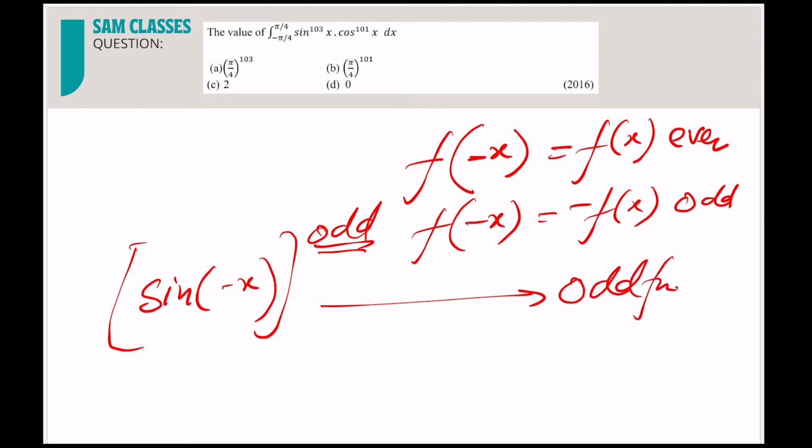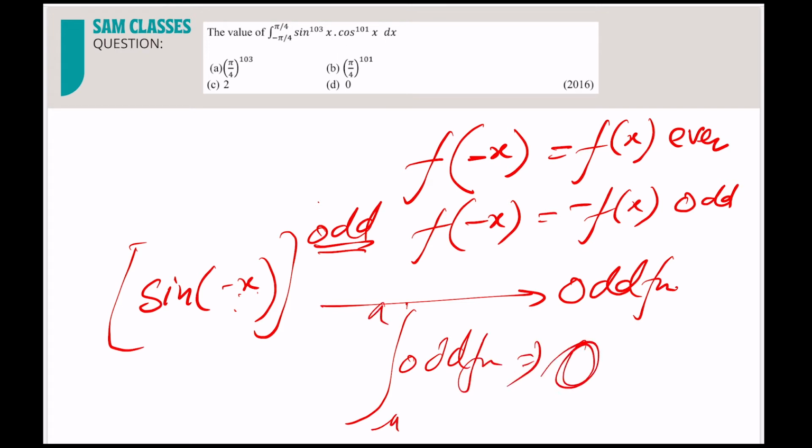Clear? Because sine power minus, and if it was even, it would have been able to absorb, but if it is odd, it wouldn't be able to absorb. So in that case scenario, the integration of any odd function from minus a to a will be what? 0. That's it.